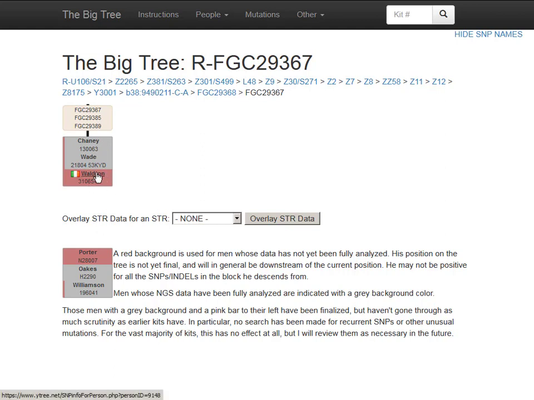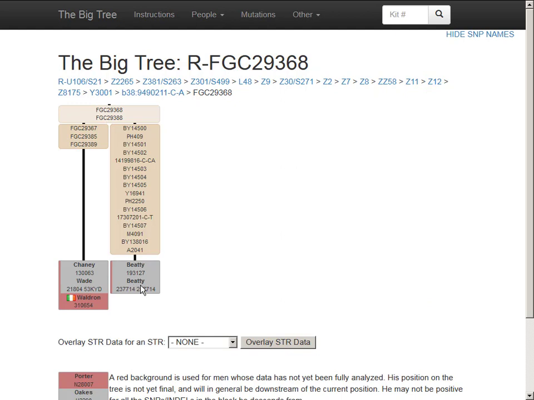I'm in a different color because I've only done the Big Y in the last few months and I'm not fully processed yet. And the other two men in this database with the same mutation as me are called Wade and Cheney. So my guess is, with three very different names like that and no reason to believe that there's been a recent surname DNA switch, our common ancestor is probably more than 1,000 years ago in the days before surnames.